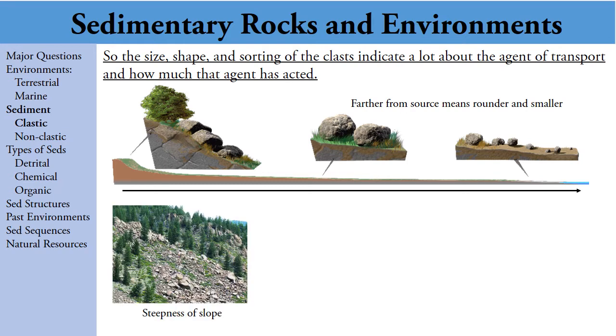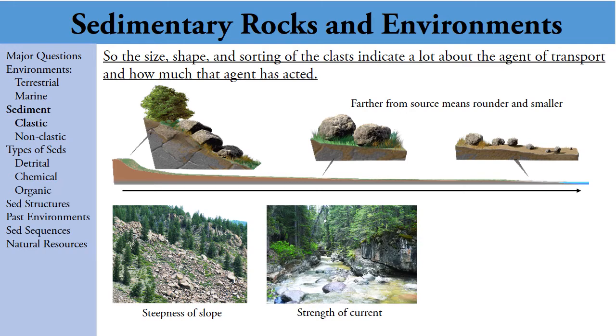So the steepness of the slope can affect how much erosion is going on and what's going to happen to the particles. Remember, the steeper the slope, they're going to be angular. You can have a range of particle sizes. The strength of the current, and we mean water current, wind current, the speed of the glacier is even a type of current. The stronger it is, the more range of sizes it can carry. So with strong currents, you're looking at particularly poor sorting.